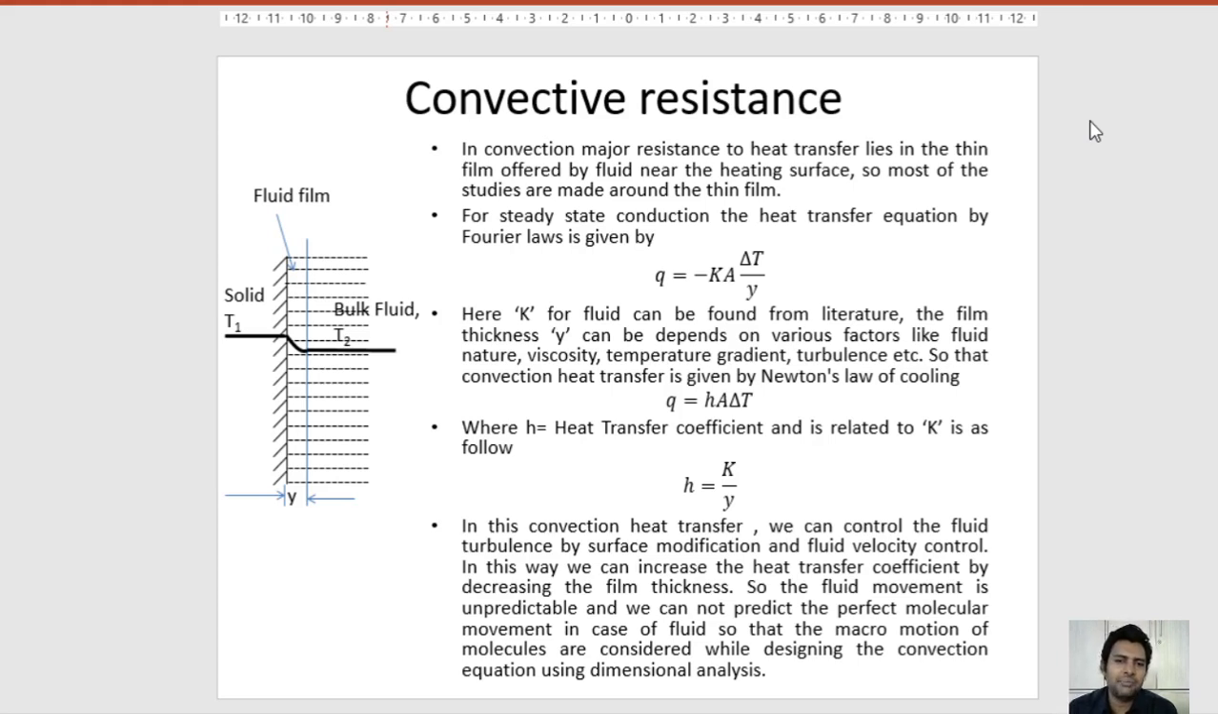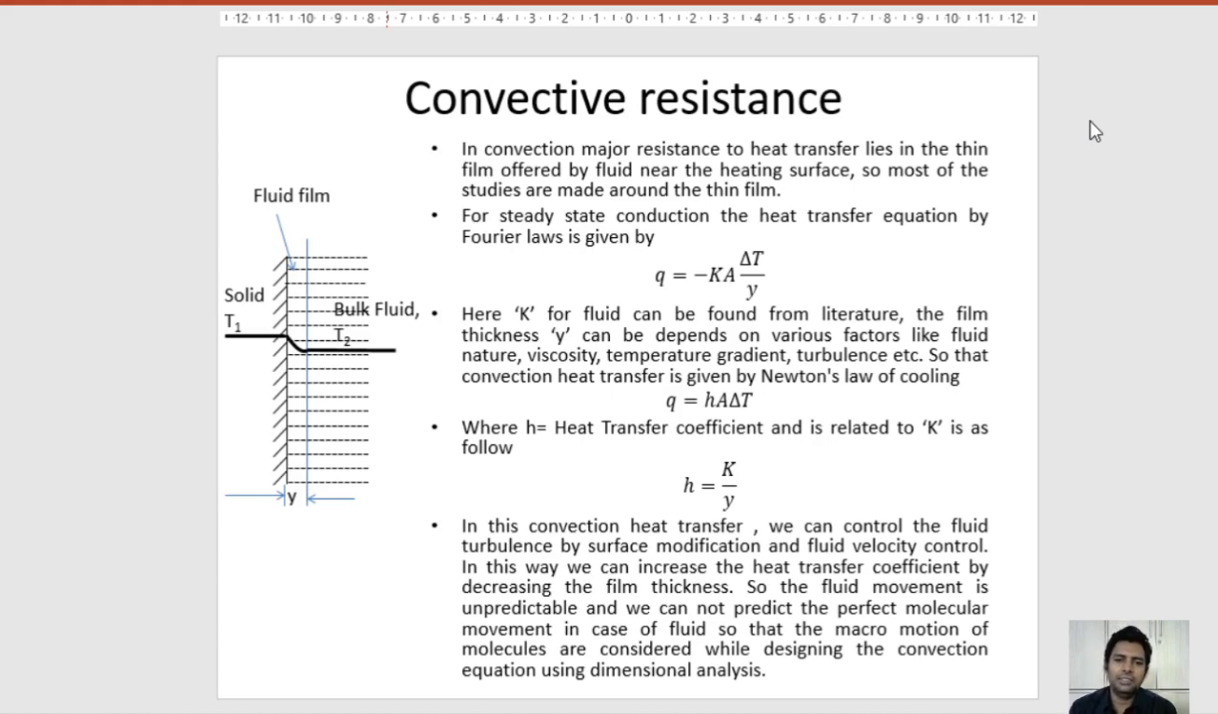Most of the studies are made around this film, and for steady state conduction the heat transfer equation is given by Fourier's law: Q is equal to minus K delta T upon Y. Here K for the fluid can be found from the literature. The film thickness Y depends on various factors like the fluid's nature, viscosity of the fluid, temperature gradient, turbulence, etc. The convective heat transfer is given by Newton's law of cooling: Q is equal to H A delta T, where H is the heat transfer coefficient and is related to K as follows: H is equal to K upon Y.